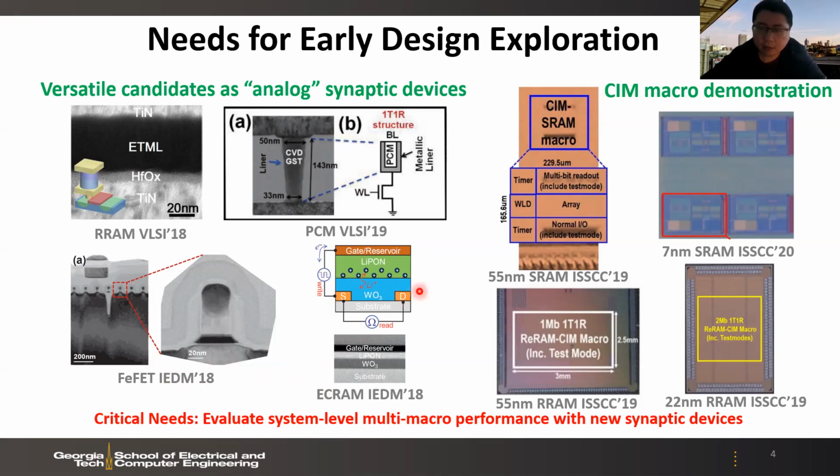And also recently, I believe the academia and also industry has been working on the macro level demonstration using some of those emerging technologies to build a prototype chip with one array or multiple sub-arrays. For example, here we have some RRAM implementations, SRAM implementations, even at the leading edge node by TSMC. So here, most of the macros are designed for only one layer of the network.